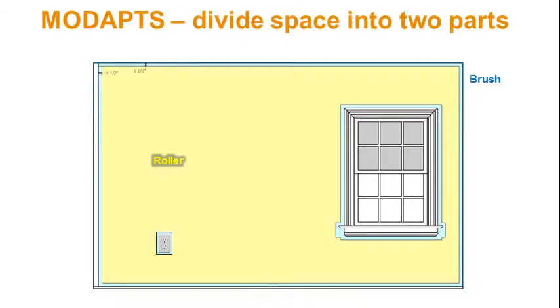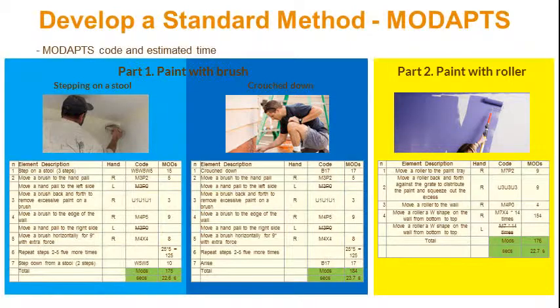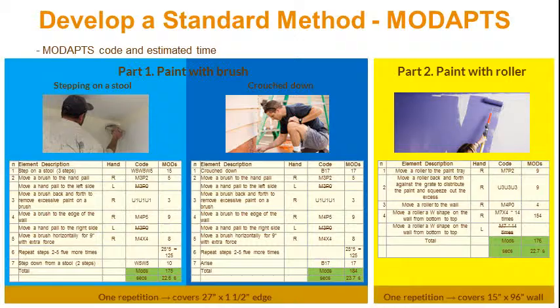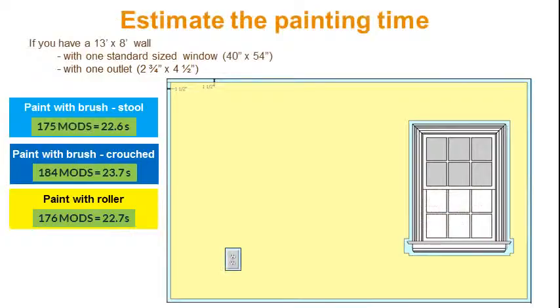If we divide the wall space into 2 parts depending on the tools used, the edge of the walls, windows, and outlet will be painted with brush, which is colored in blue, while the majority of the space is painted with roller, which is colored in yellow. MODAPS analysis was done for 3 subtasks separately, and the coverage of wall space from 1 repetition is calculated at the bottom. Now let's estimate the painting time of 13 by 8 feet wall with 1 window and outlet.